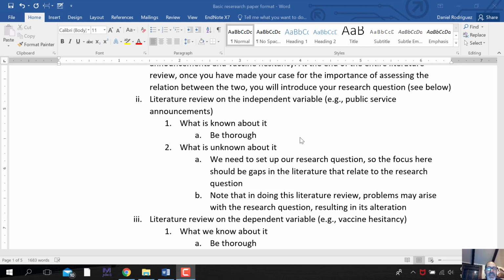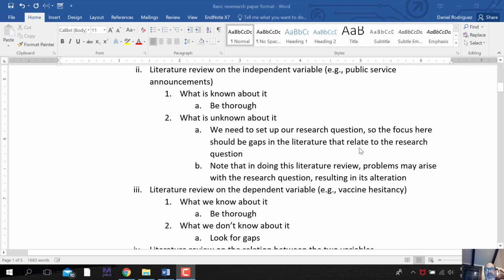So we break it down and discuss our independent variable, what is known about it. Be thorough: what do we know about public service announcements, their history, etc., and how they work with other diseases. What is unknown about it? Well, if there's nothing unknown about it, that's not good, because there's obviously a gap in the literature. Otherwise, we wouldn't be doing the study. So we look for gaps.